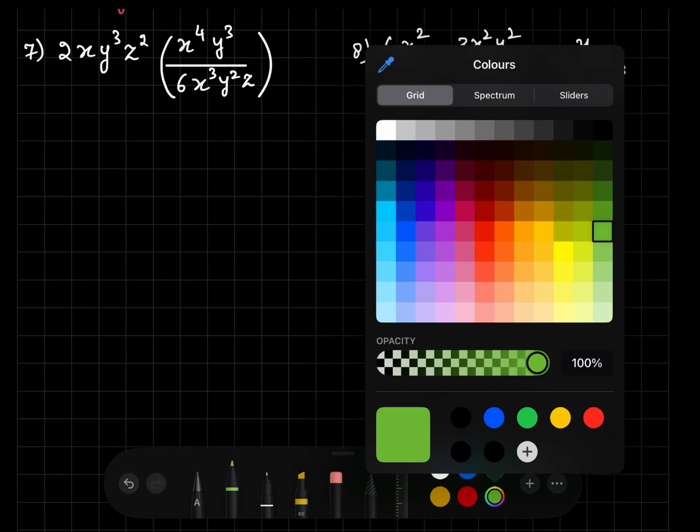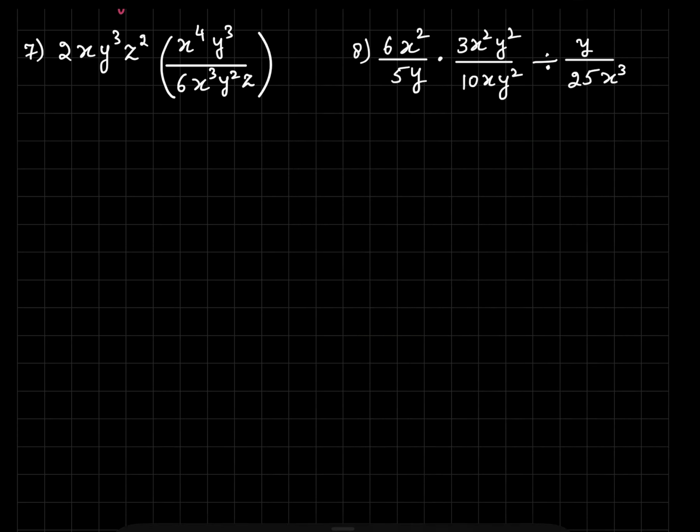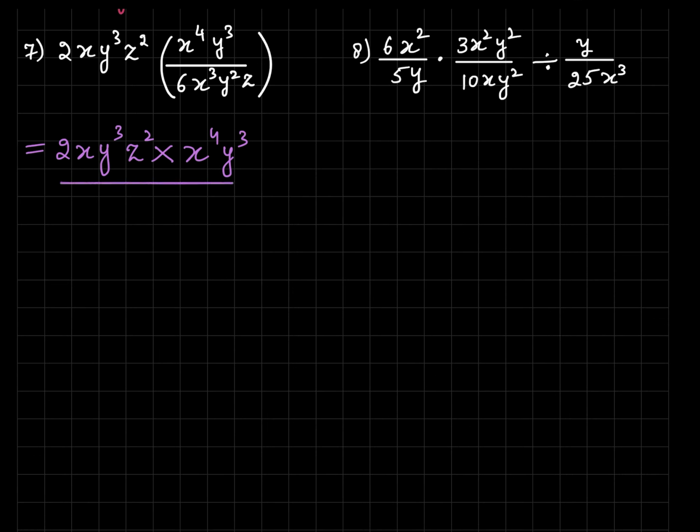Next one is, okay, let's start. So this is 2xy cubed z square, now parenthesis, so it is multiplied actually. So x raised to the power 4 y cubed whole over 6x cubed y square z. So I can do the cancellation part.